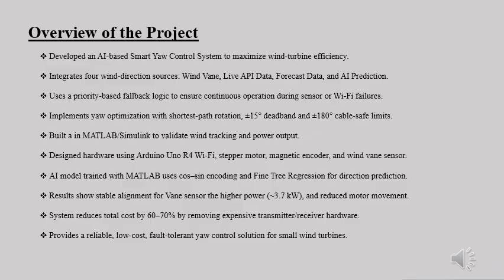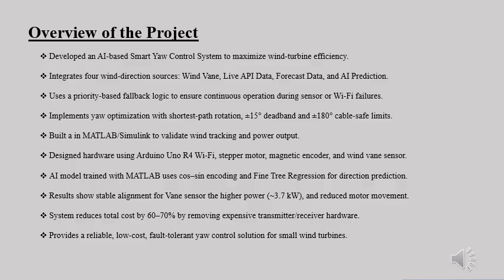These slides introduce the overview of the entire project and summarize the key features of the smart air control system. The system is designed as an AI-based solution to maximize wind turbine efficiency by maintaining accurate air alignment. It integrates 4 wind direction sources: wind vane, live API data, forecast data, and AI prediction, and uses a priority-based fallback logic to keep the turbine operating even during sensor faults or Wi-Fi interruptions. Yaw optimization is achieved using shortest path rotation, a plus minus 15 degree deadband to reduce motor wear, and a plus minus 80 degree cable safe limit for protection.